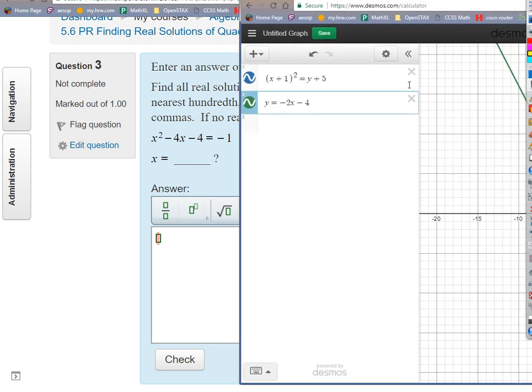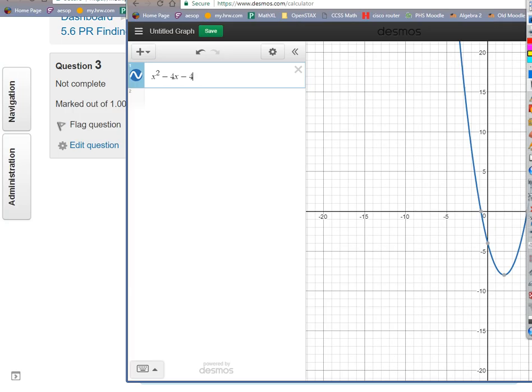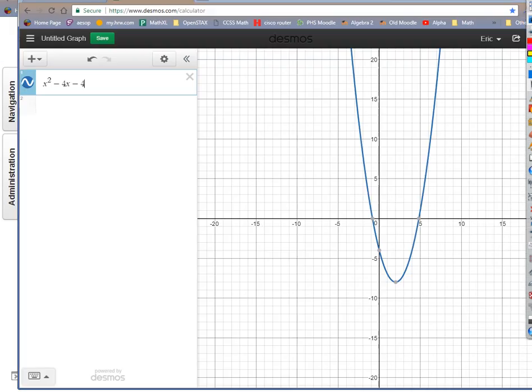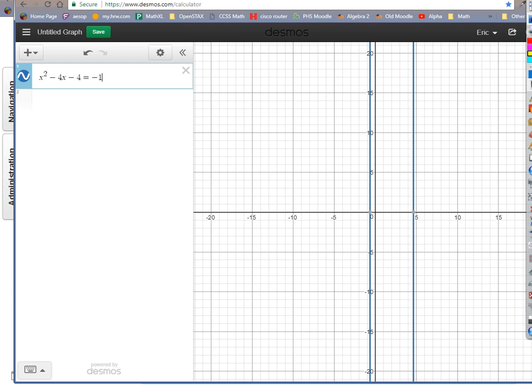So if I want to put this function in there, look what happens this time if I type in that equation. It's not going to work. Oops. You've got to make it work. If I just type it in like minus 4, so far so good. I get a parabola. But watch what happens when I put equals negative 1. Oh, never mind, it does work. So it gives us the graph of that parabola.